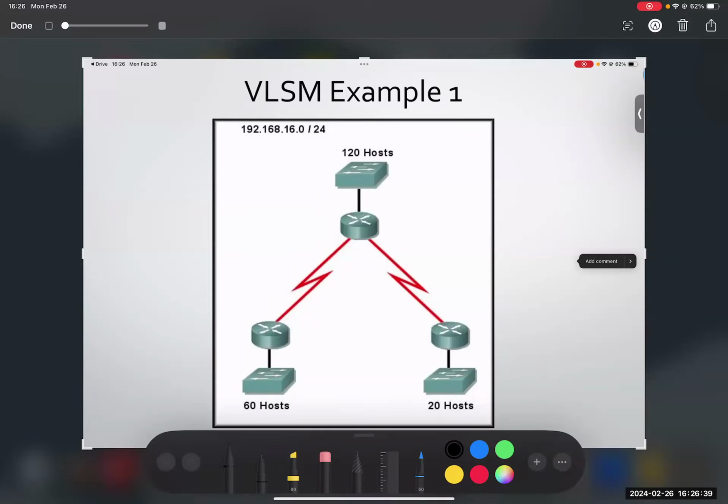The first one is the network address. So here the network address is this, right? This is the network address given to me. I am to use this network address to divide everything. Here, in here we have these LANs.